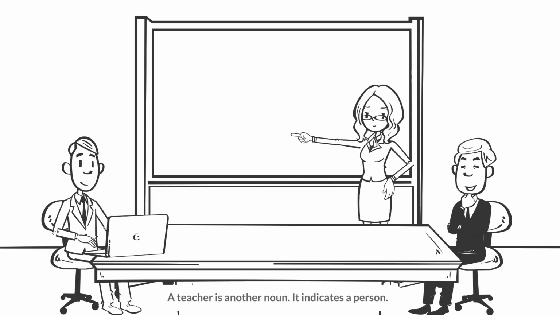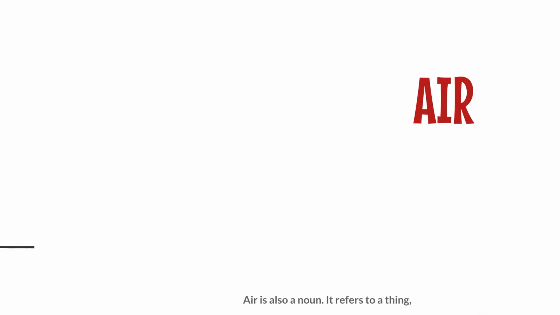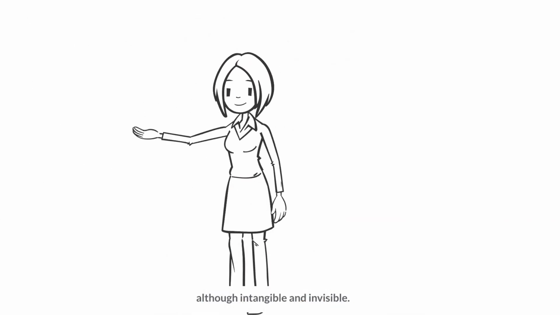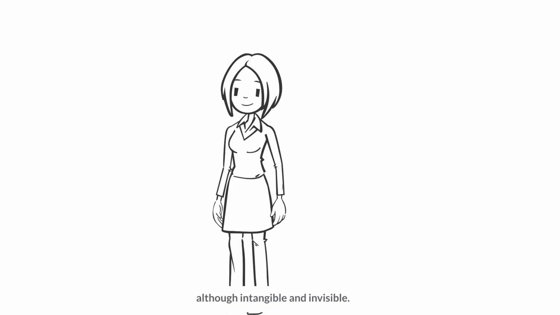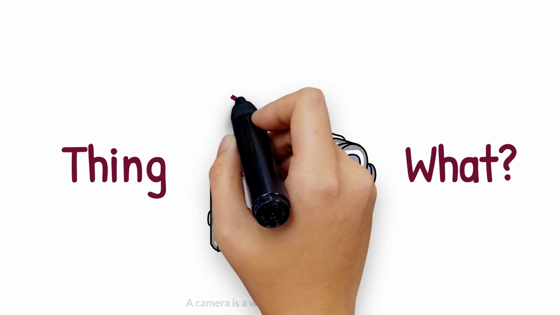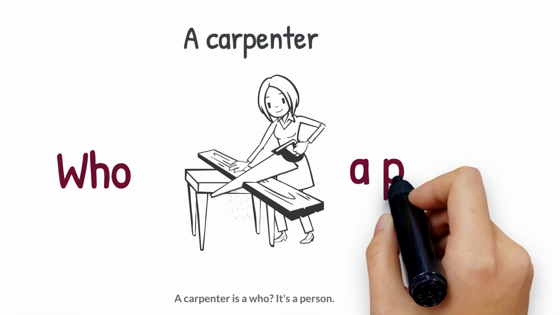A teacher is another noun. It indicates a person. Air is also a noun. It refers to a thing, although intangible and invisible. Nouns answer the question, what or who? A camera is a what? It's a thing. A carpenter is a who? It's a person.